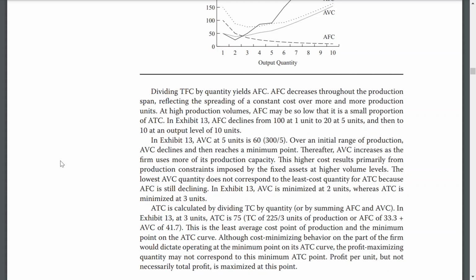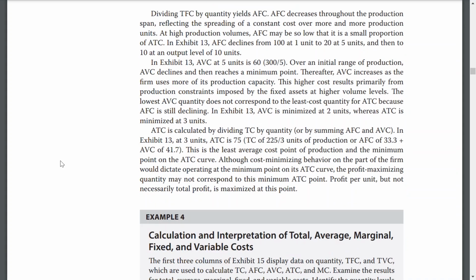In example 13, average variable cost at 5 units is 60, which is 300 divided by 5, over the initial range of production. Average variable cost declines and then reaches a minimum point. Thereafter, average variable cost increases as a firm uses more of its production capacity. The higher cost results primarily from production constraints imposed by the fixed assets. At higher levels, the lowest average variable cost quantity does not correspond to the least cost quantity for average total cost because average fixed cost is still declining.